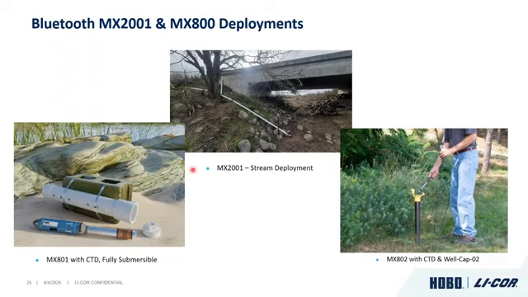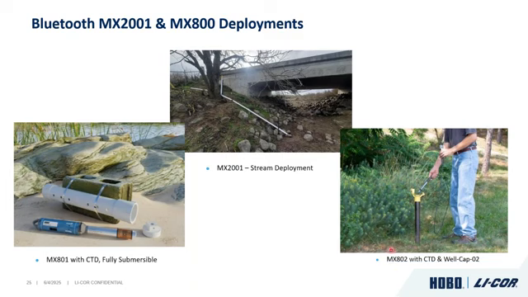Here's some more real world deployments for the MX2001 and 800. So you have an MX801, the fully submersible version with a CTD right here, in the nice housing that we have for it, and then it's hose clamped to a cinder block. Here's a stream site. They have the MX2001 up here, cabled down with some 2-inch pipe. Their pressure transducer is right here, and they're waiting for water to collect in that area. But they don't have to, they can really get bridge side and offload from here. They just needed to get the MX2001 out of an area that could be prone to flooding.